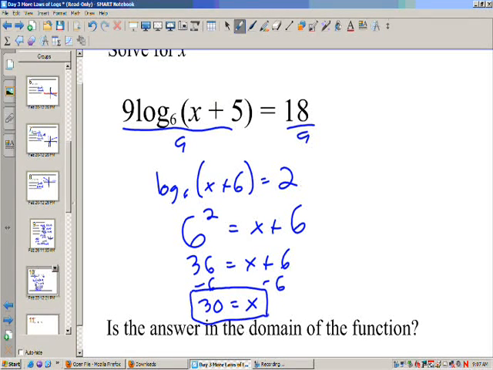Now, is this answer in the domain of the function? If I put 31 up here, can I do 31 plus 5, take the log of that, multiply it by 9, and get 18? Yeah, 31 plus 5 is 36. If I take log base 6 of 36, times it by 9, that should be in the domain, so yes.